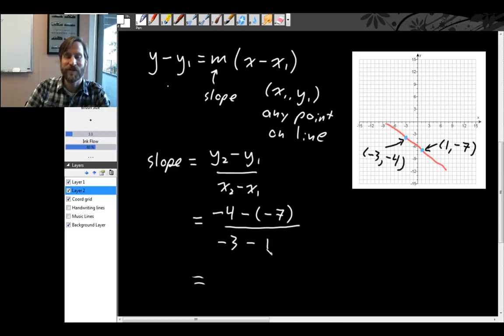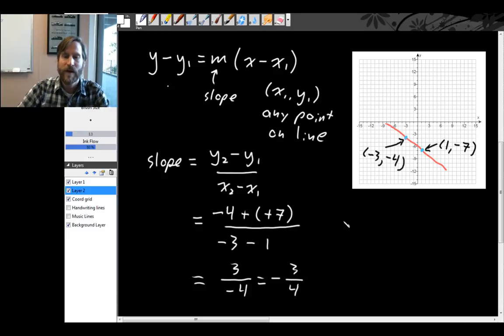And now I have to do all this arithmetic. So let's see, -4 minus -7, that's really plus 7. So -4 plus 7, that's 3. And -3 minus 1 is -4. So the slope is -3 over 4. All right. Now we have our slope.